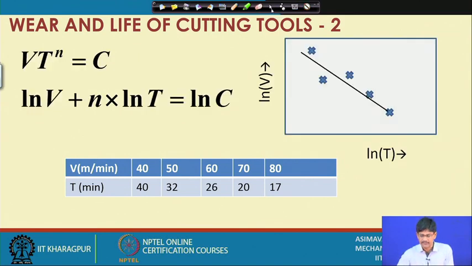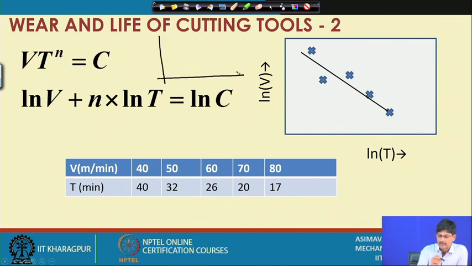N and C, if we plot the values of N and C on ordinary graph paper, with tool life on this side and velocity on this side, I am supposed to have a curve which obeys V T to the power n equals constant. But this is a relation between velocity and tool life in a sort of generalized manner.